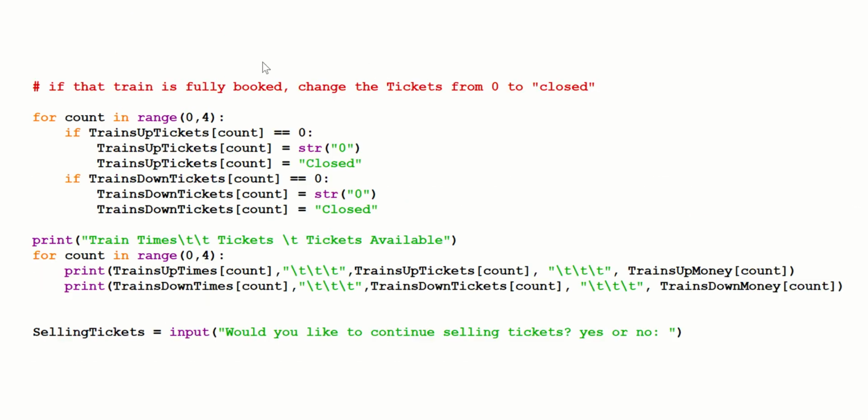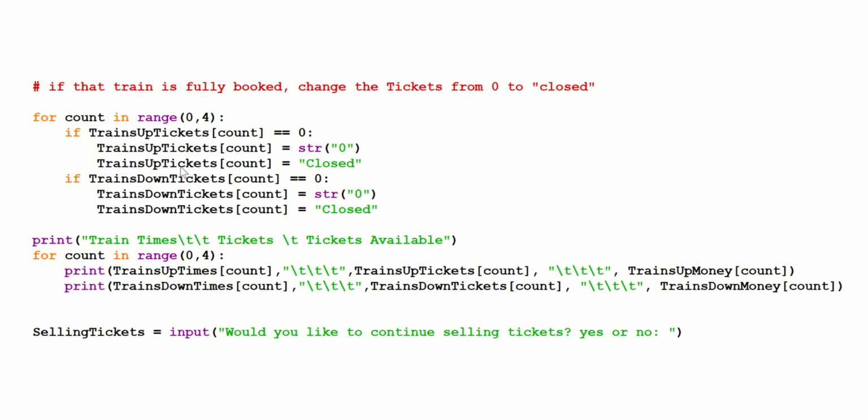If that train is fully booked, change the tickets from 0 to closed. For count in range 0 to 4, repeating 4 times. If position 0 of change of tickets, the first of tickets, equals 0, then it turns into a string and then turns into closed, the word closed.